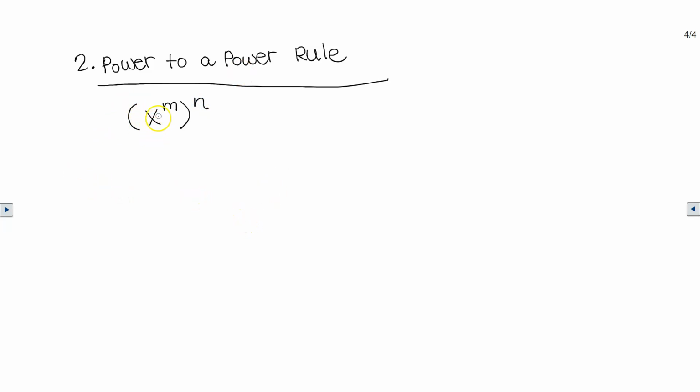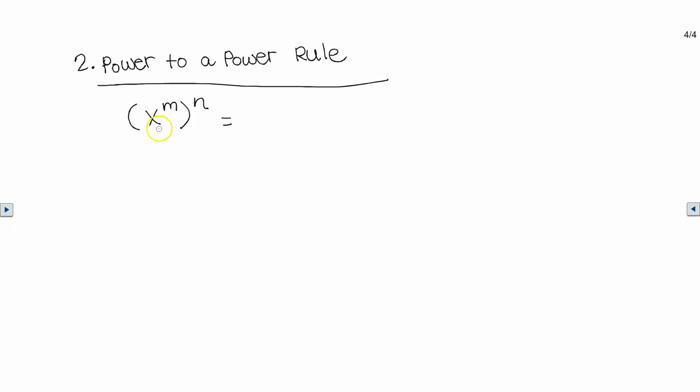So you have x being raised to the m power in the parentheses, and then all of that is being raised to the n power on the outside. So that's why this is called power to a power, because you're taking a power that's inside the parentheses and you're raising it to another power on the outside. Now, here's what this rule says.